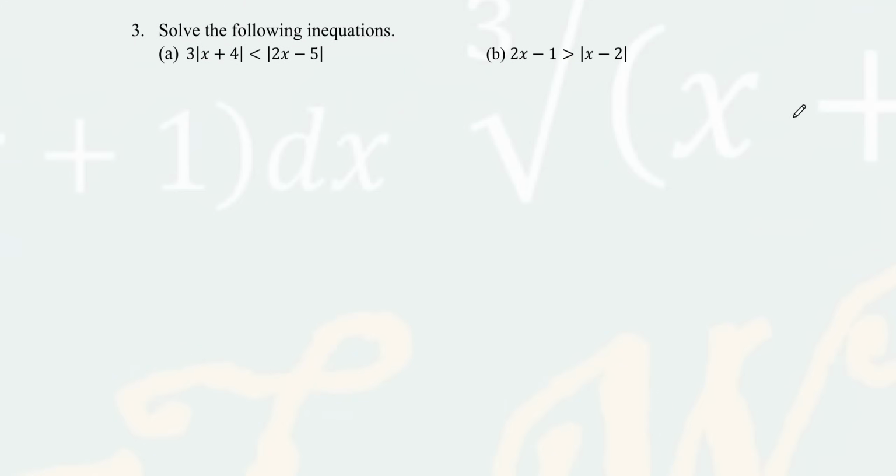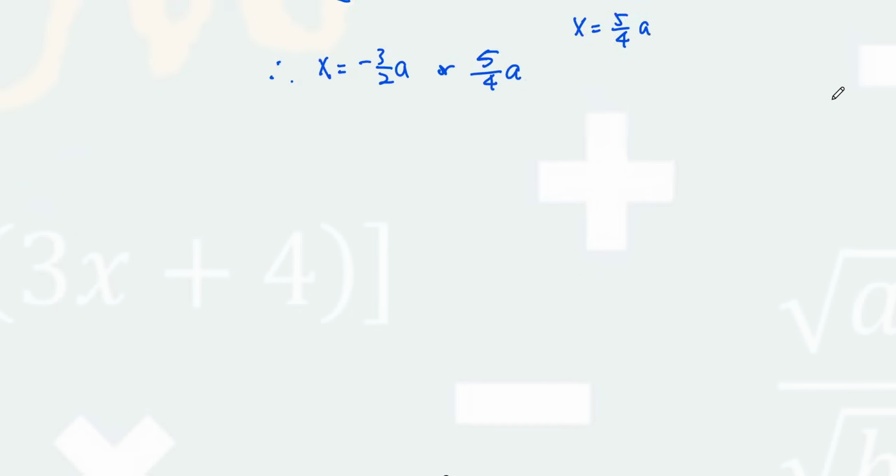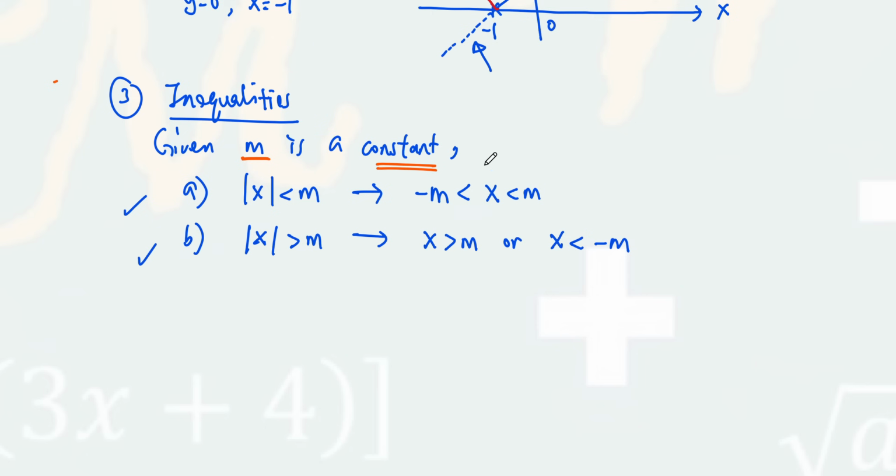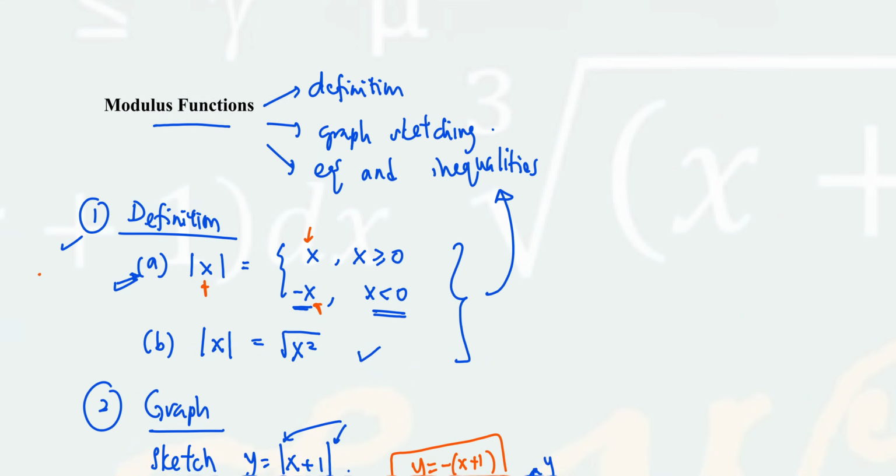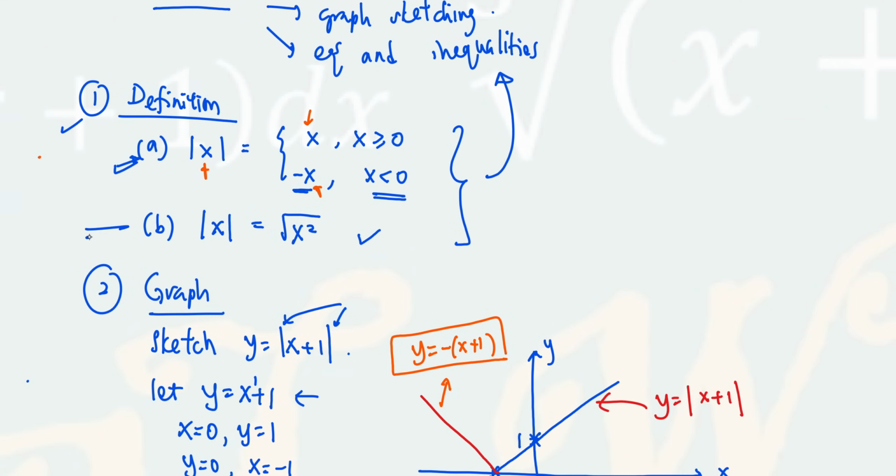Now for question number 3, solve the following inequalities. When you check, there are two functions here, two modulus functions for the first case. When there are two modulus functions, we will not be using this third formula anymore, because this m is only for a constant. So what to do here is refer to part B in the definition, for when there are two modulus functions.